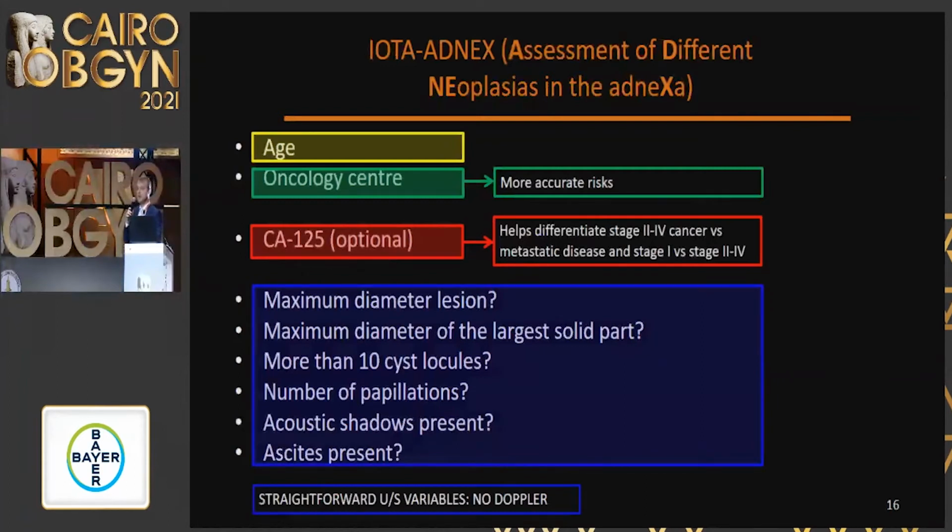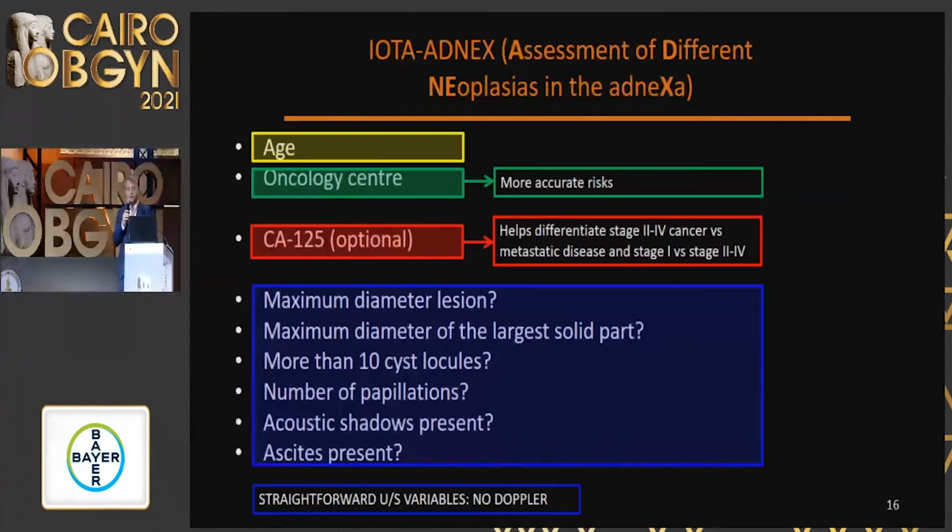It's the maximal diameter of the lesion, the maximal diameter of the largest solid component, whether or not there are more than 10 cyst locules, the number of papillations, acoustic shadowing, and ascites. So these variables are very easy to collect and not time-consuming at all.